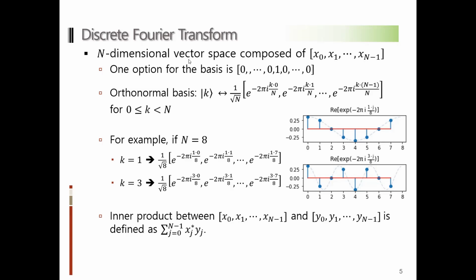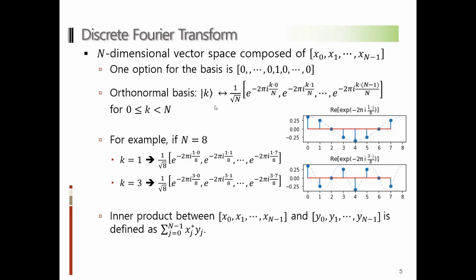Now let's think about this n-dimensional vector space. For this vector space, one option to consider as the basis is just the typical basis, where only one of the components is one and all the rest of the values are zero. But this is not so interesting because it doesn't give us too much information. So another type of nice basis in this vector space is one that is also normal.